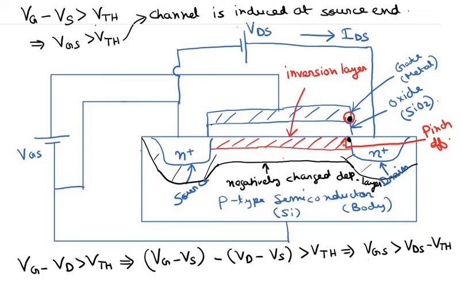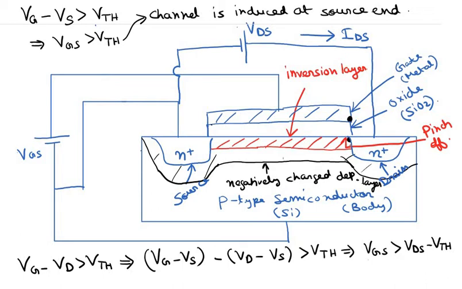On the other hand, if the potential difference between the gate and the drain becomes less, then the strength of the channel basically becomes less, or the number of electrons that is induced at the drain end of the channel becomes less.